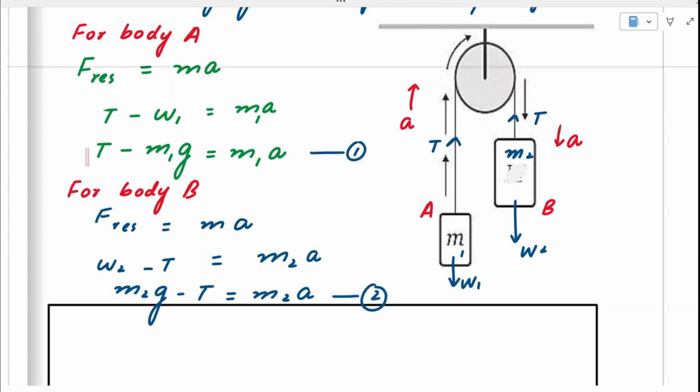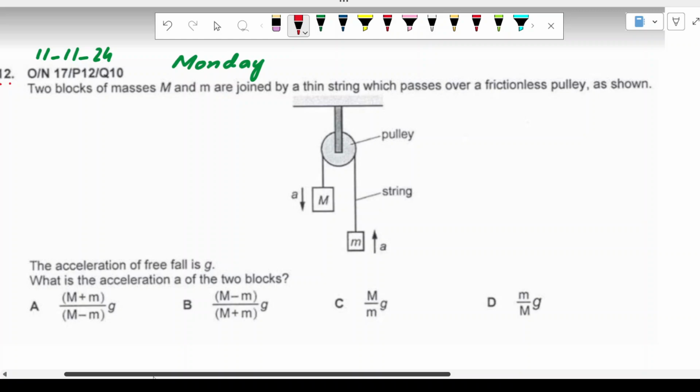What usually happens is they ask you to find the value of T as well as the value of a. The most important thing is whenever the system is accelerating, forget about all the other types. If the system is accelerating, you have to start off the question from this equation: F resultant equals ma. Whenever there is acceleration, you'll have to use this expression.